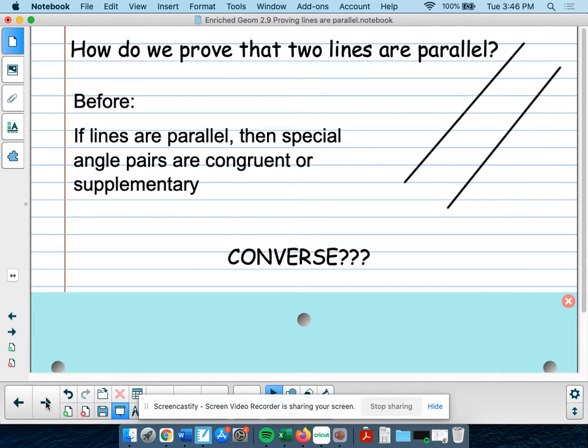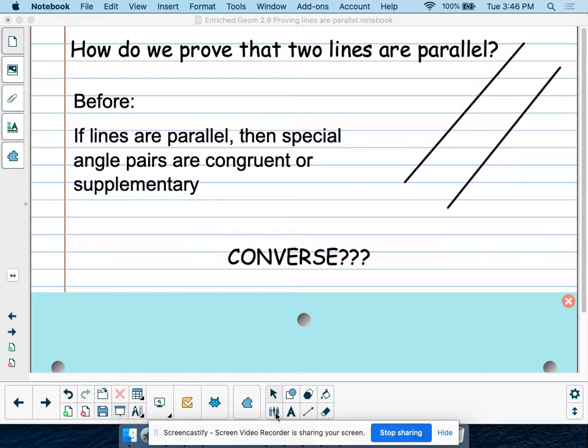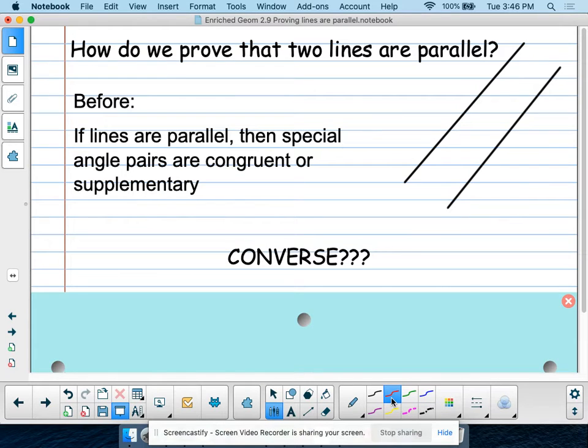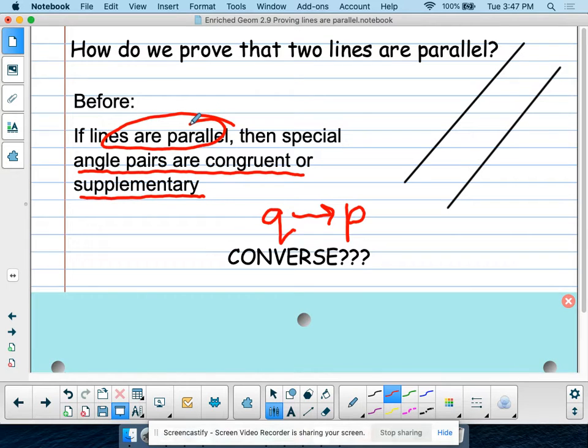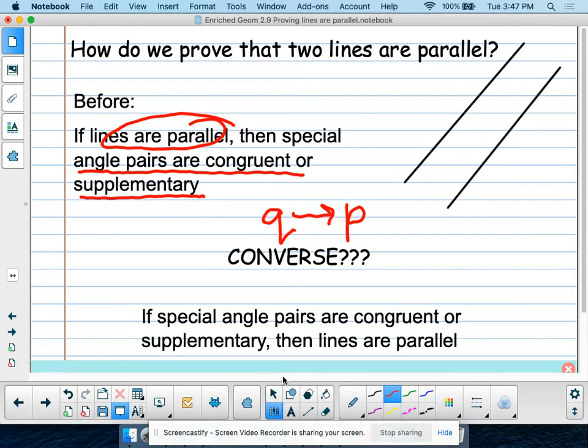Last week, or before today, we said if we had parallel lines, then special angle pairs are either congruent or supplementary, right? Well, what would the converse of that statement be? If you remember from last chapter, the converse is when you flip the order. So Q implies P. The second part's going to come first. So if we have special angle pairs that are supplementary or congruent, then lines are parallel. That's what's going to happen today.